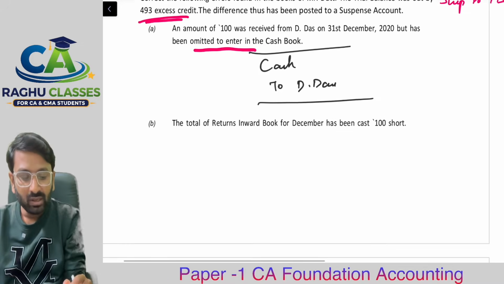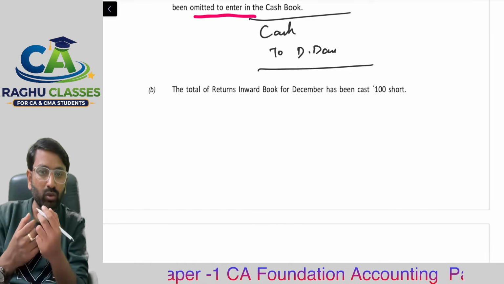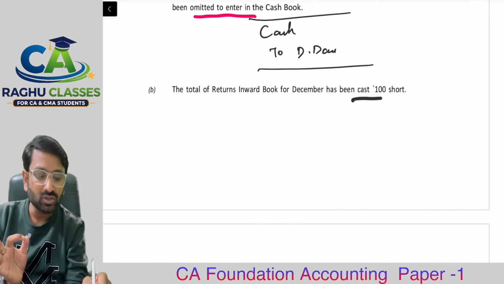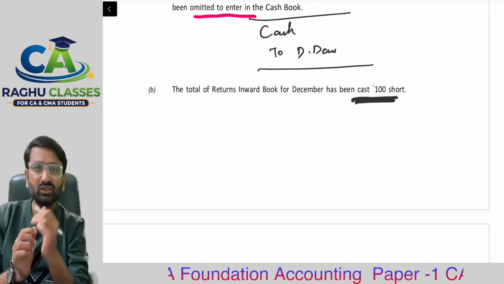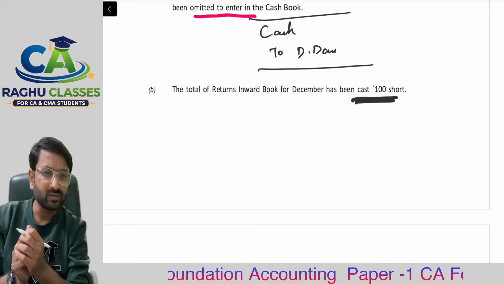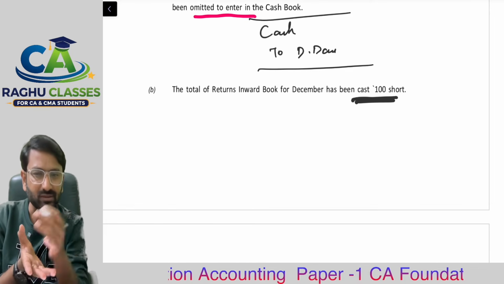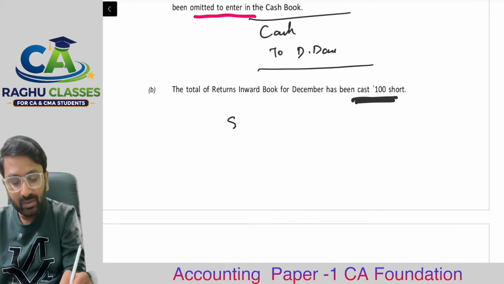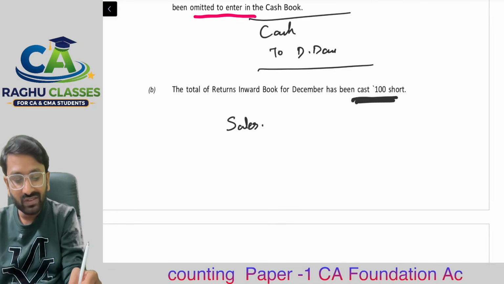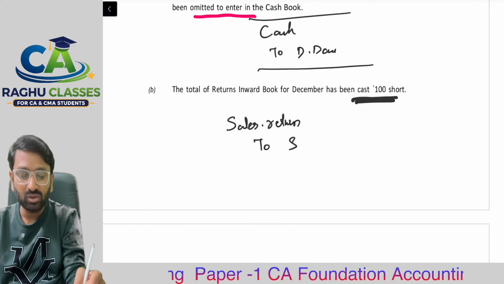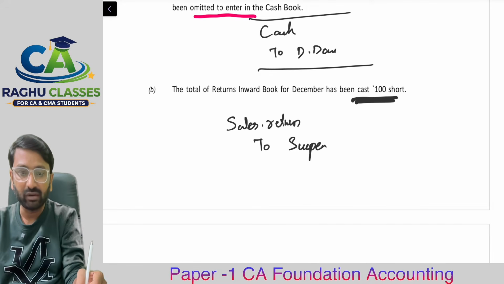Next one. The total of return inward, that is nothing but sales return book, has been undercast by 100 rupees short. So sales return is a debit balance. 100 rupees you have taken less. Now we want to increase it. And how do you increase a debit balance item? By debiting once again. So can we say the rectification will be sales return account debit to suspense account 100.